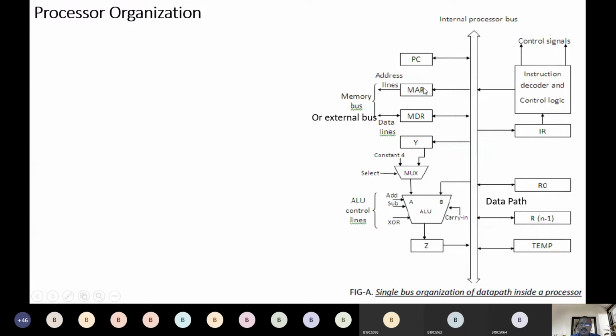Where is this main memory? This one is the processor, but where is main memory? Main memory is something like here, and from there the connection will be. You can see using these address lines and data lines, the main memory is connected to this processor. If we assume the main memory or RAM, the address lines from main memory connect to MAR, and the data lines from main memory connect to MDR.